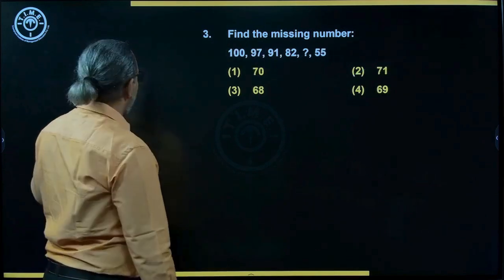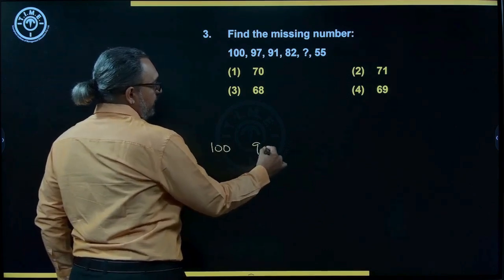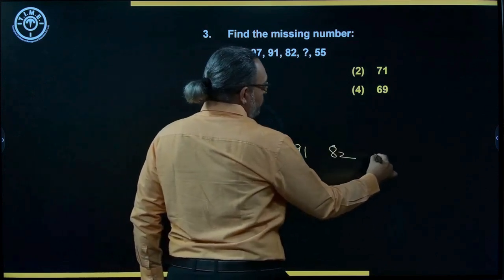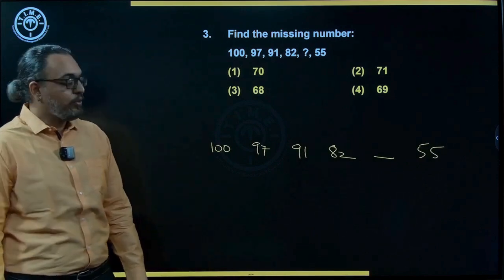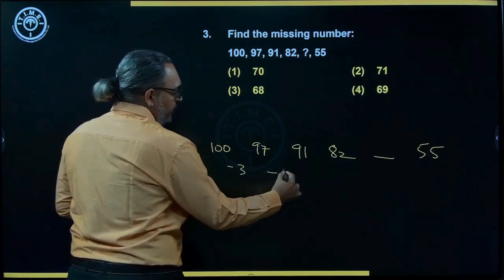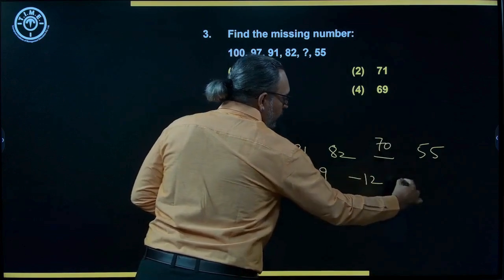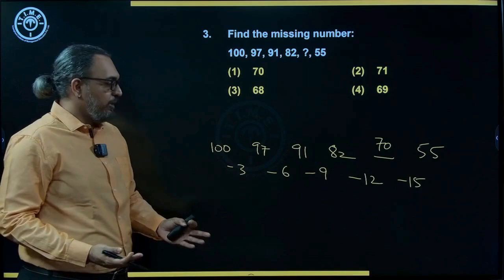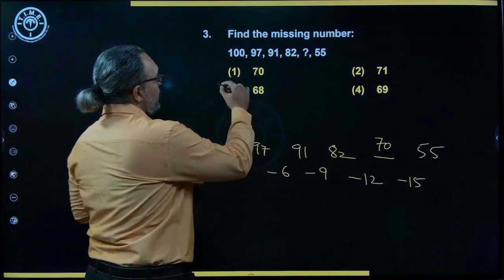Then next, here we have 100, 97, 91, 82, blank, and then 55. So subtraction. We have minus 3, minus 6, minus 9, so minus 12, so you get 70, and then minus 15 gives you 55. So multiples of 3. The answer is 70, and you select the first option.